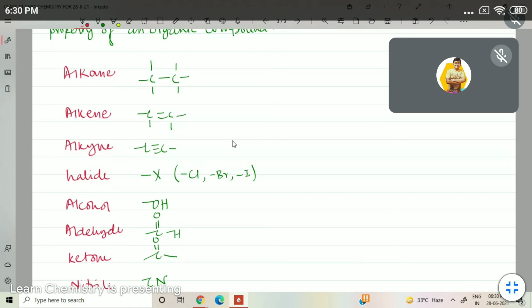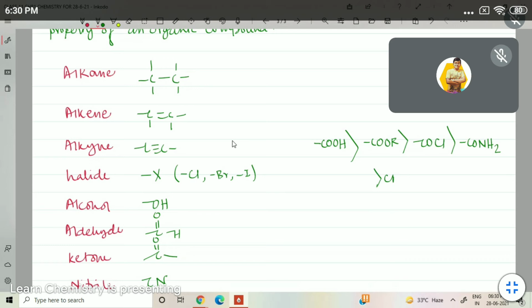Okay, that depends on the order of preference. The order of preference that IUPAC has given is something like this. So this group like COOH will come first in terms of preference. Secondly, COOR, that is ester. All right. Next, COCl, this is called acyl chloride. Next, CONH2, this is called amide.